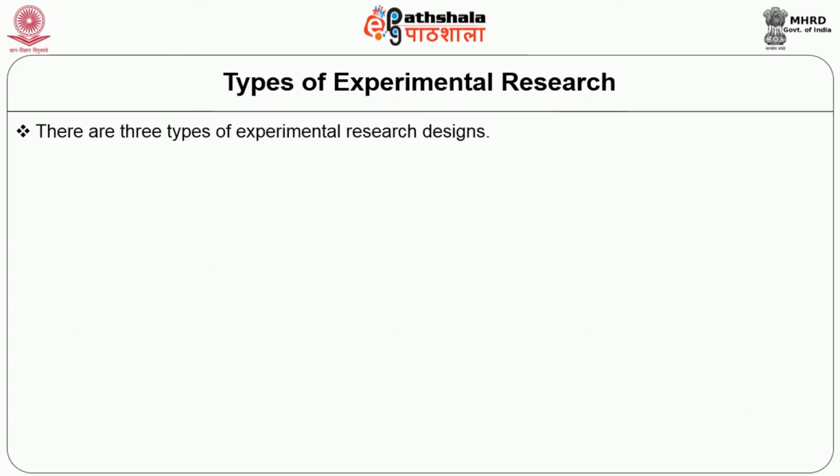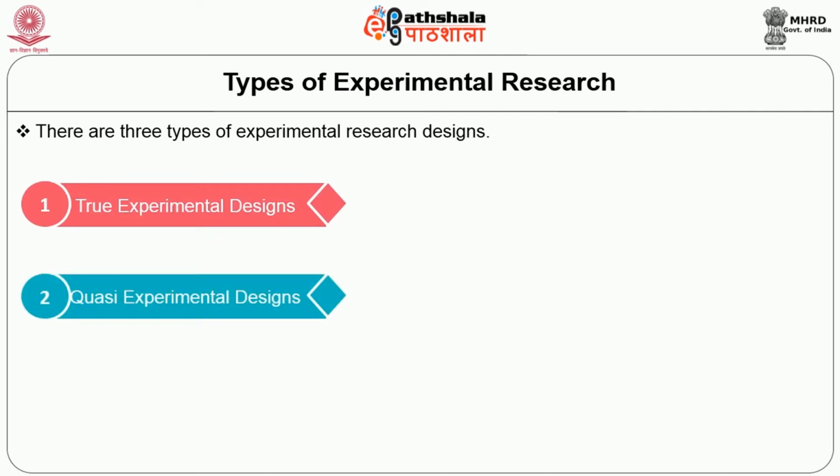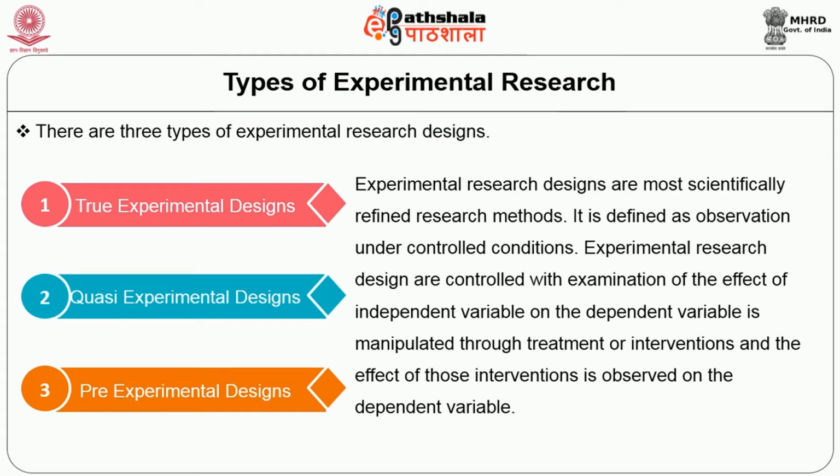So now we can move on to the types of experimental research. Here there are three types of experimental research designs. They are the true experimental design, the quasi-experimental design, and the pre-experimental design. Now let us see what is an experimental research design. Experimental research design is one of the most scientifically refined research methods, defined as observation under controlled conditions. It is the examination of the effect of an independent variable on the dependent variable, where the independent variable is manipulated through treatment or interventions, and the effect of those interventions is observed on the dependent variable.